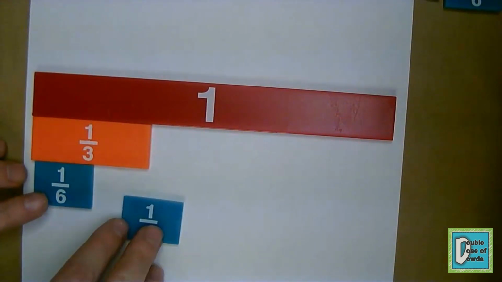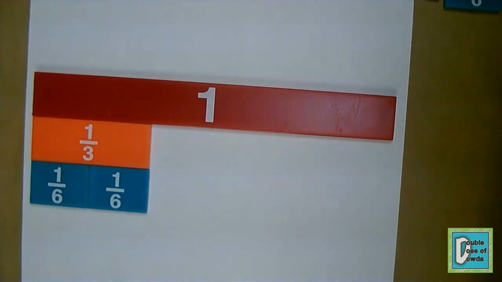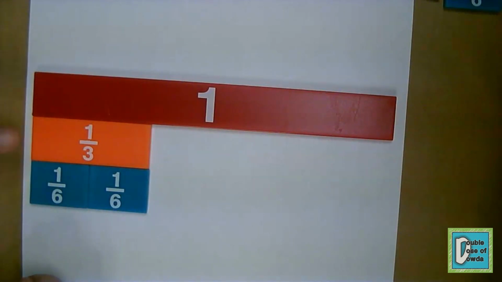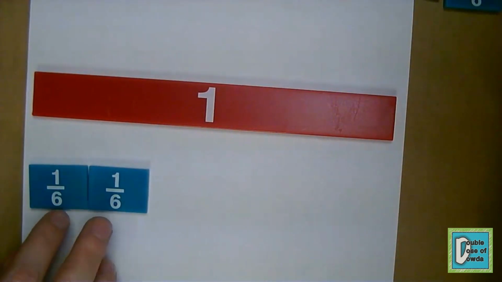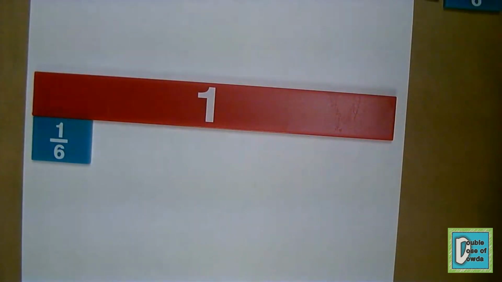Sometimes I'll have them trade it out. So instead of stacking it, we will just discuss, okay, we agree that 2/6 is the same as 1/3, so we swapped it out and got rid of it. Now let's take away 1/6. So depending on your students, different students may require that to look a little bit different for them. So be aware of that. So that is adding and subtracting unlike denominators with fraction bars.